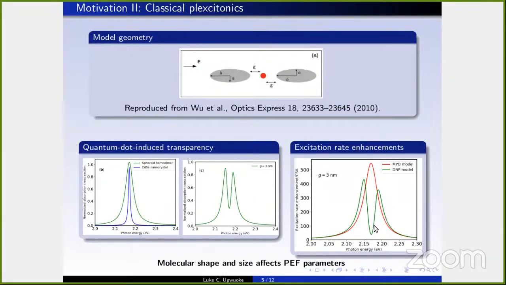So if you look at this plot here, it shows that at this region where you have a dip, where you have the splitting, there's a big difference between the excitation rate enhancements predicted by the molecular point dipole model compared to the one that is predicted by the dielectric nanoparticle model. And this is something I wanted to also account for in my model. So I wanted to look at how I can make sure that I account for this and really see whether it has effects when you have light harvesting complexes this time around, and not just this kind of nanocrystal. So the major finding here was that molecular shape and size does affect plasmon-enhanced fluorescence parameters.